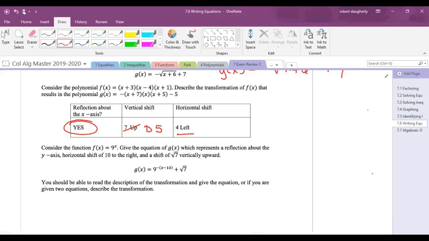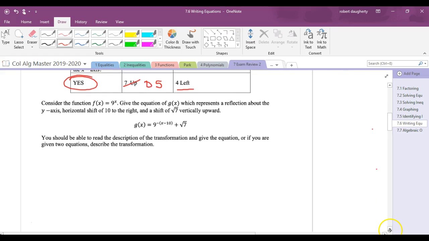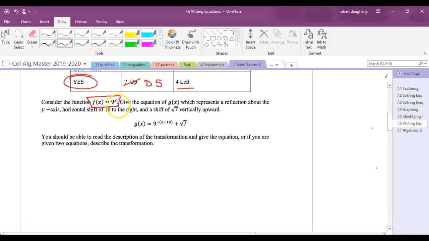And then we did the same thing with exponential functions. So suppose you started out with 9 to the x. What would represent a reflection about the y-axis? Remember, that's different than the x-axis. Okay, so reflect about the y-axis. So I'm going to have g of x equal 9 to the, I'm going to have a minus, and then it looks like I'm moving it to the right 10. The way I move things to the right is going to be a minus 10, and then I'm shifting it up by the square root of 7, okay?